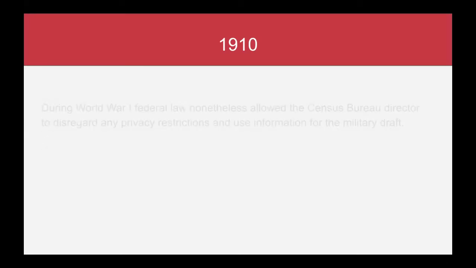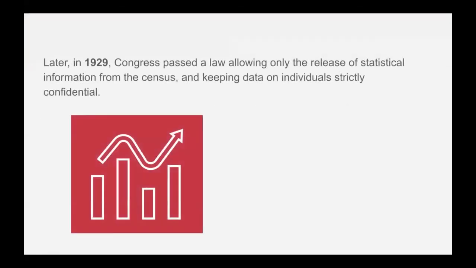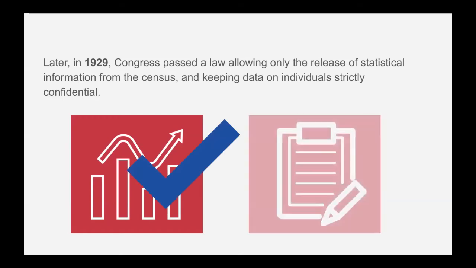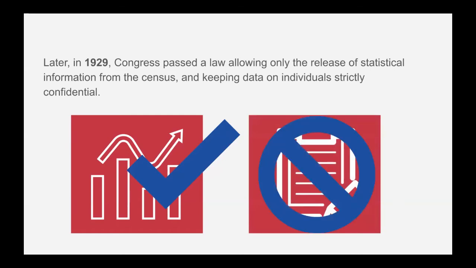According to the U.S. Census Bureau, during World War I, federal law nonetheless allowed the Census Bureau director to disregard any privacy restrictions and use information for the military draft. Later, in 1929, Congress passed a law allowing only the release of statistical information from the census and keeping data on individuals strictly confidential.